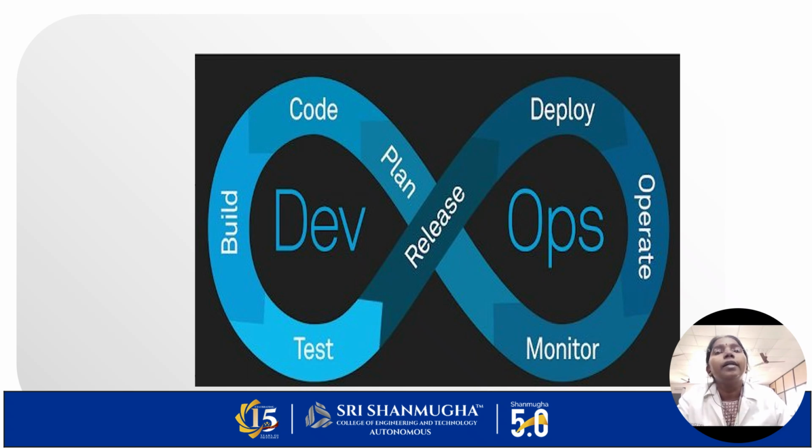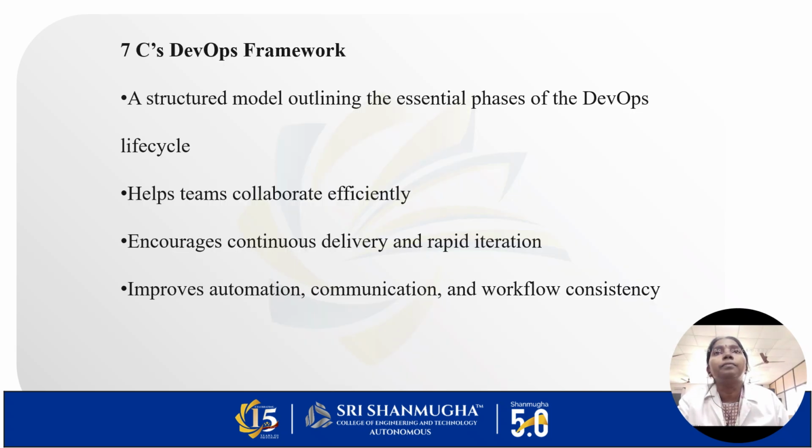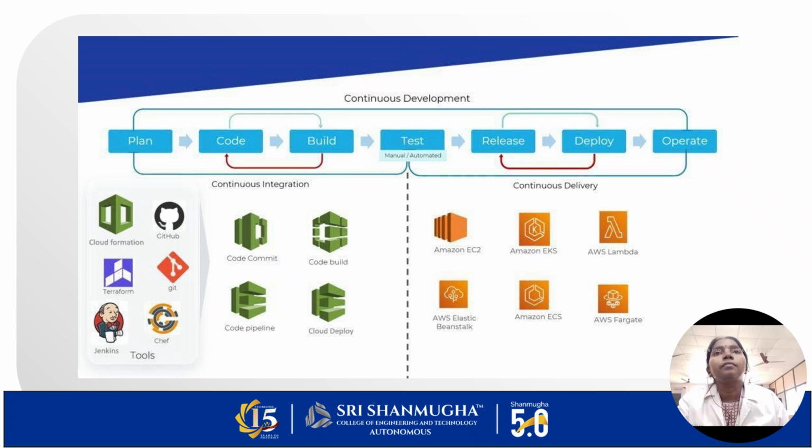And here dev, that is the development team, and ops, that is the operation team. So both of the teams work parallelly and simultaneously and get the output immediately. And this is continuous development.